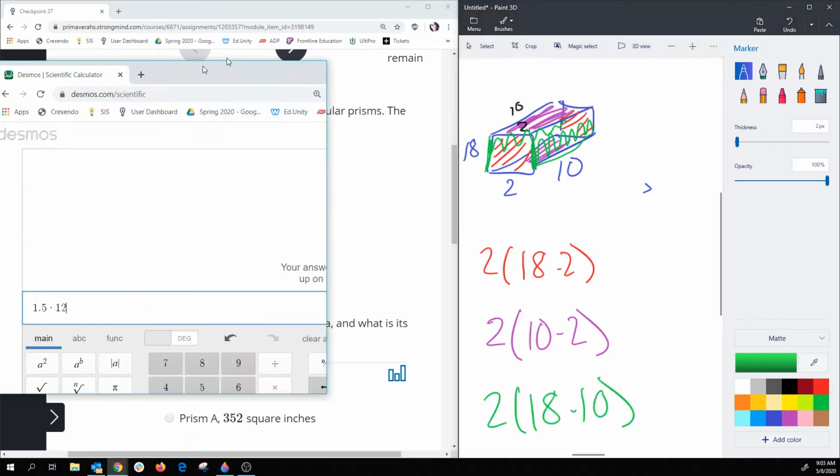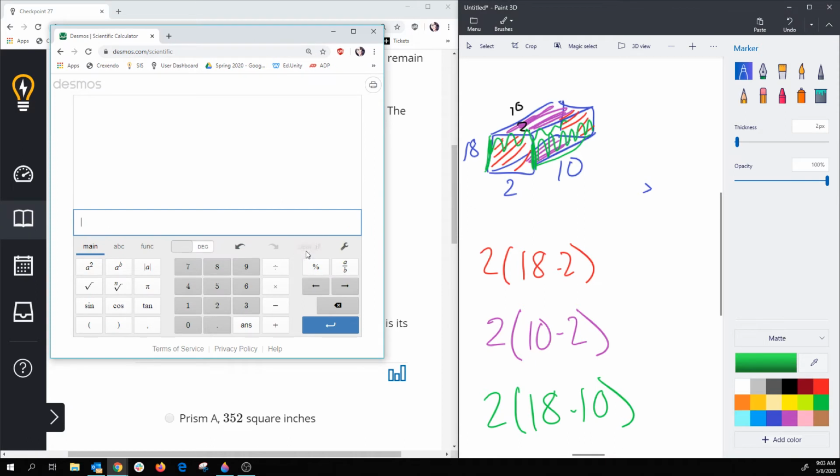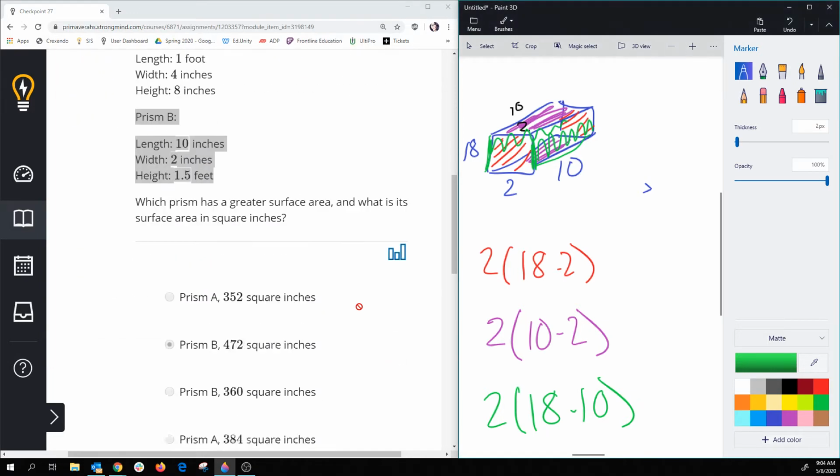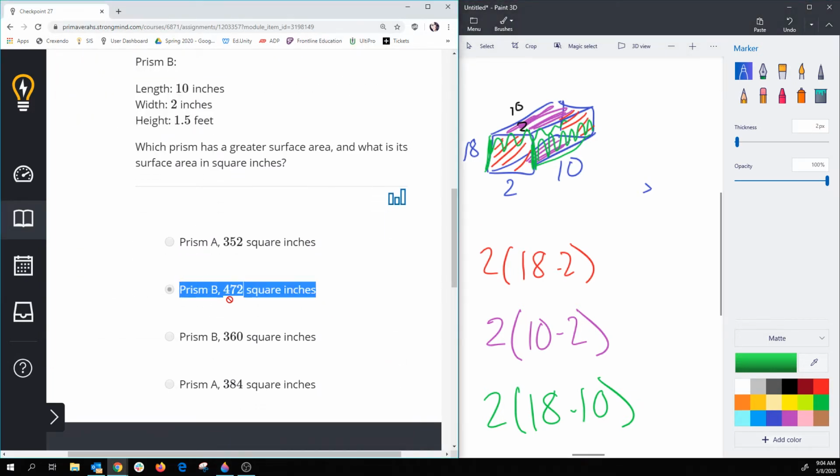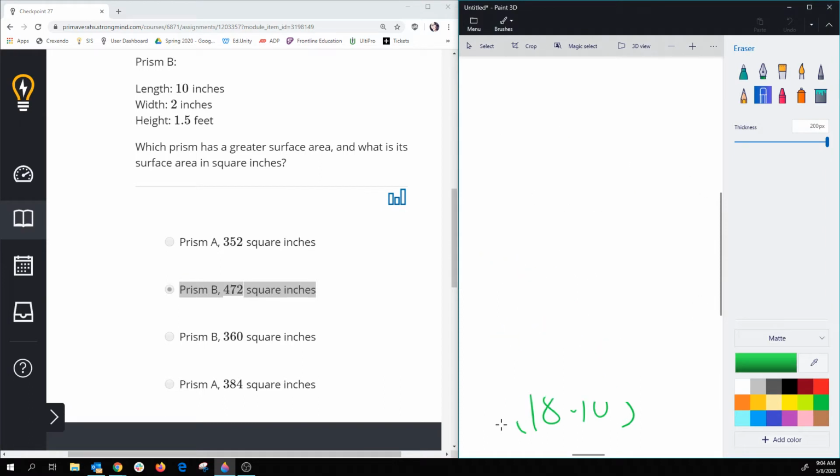So all we have to do is multiply all these together and then add everything up. So 2 times 18 times 2, 2 times 10 times 2, 2 times 18 times 10, so 72 plus 40 plus 360 gets me 472. So prism B would be larger and it would have a surface area of 472 square inches.